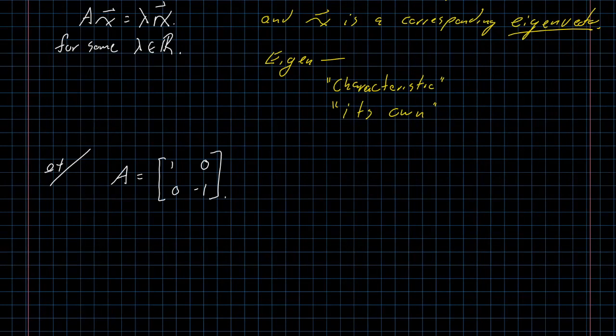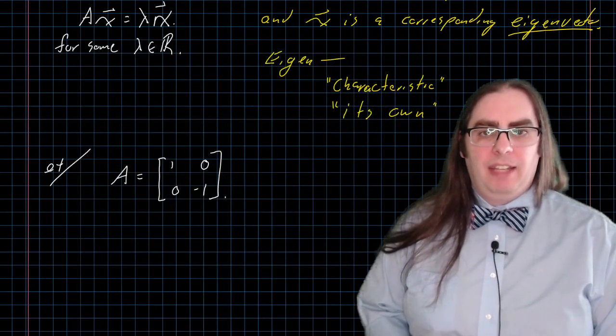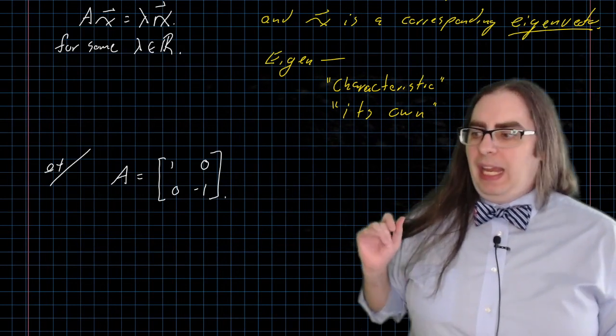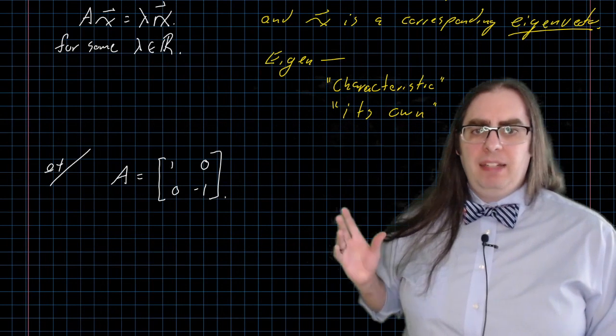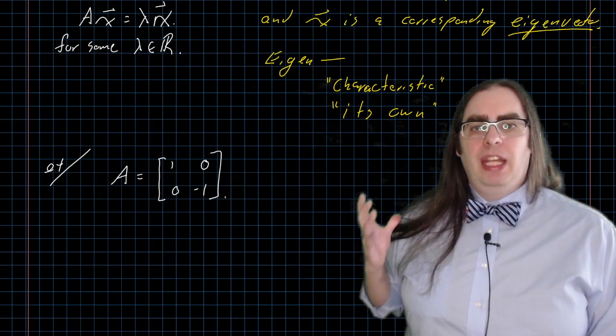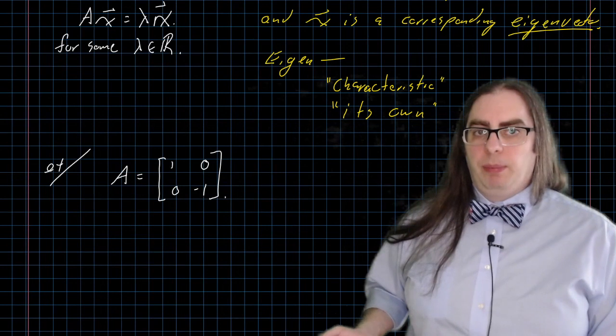All right, let's start with a relatively simple matrix: 1, 0, 0, negative 1. And we don't have any algebraic tools for dealing with the eigenvalue problem just yet. All we have is the vocabulary and that picture. The eigenvalue problem is going to look for ways to take vectors and turn them into multiples of themselves in some way, shape, or form.